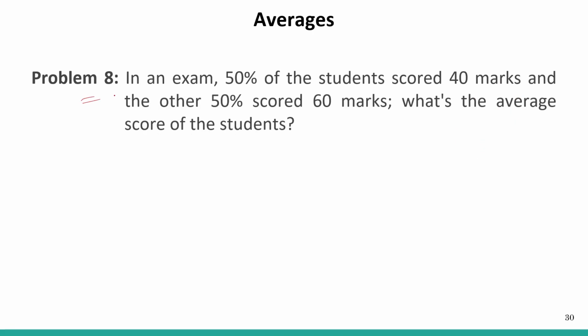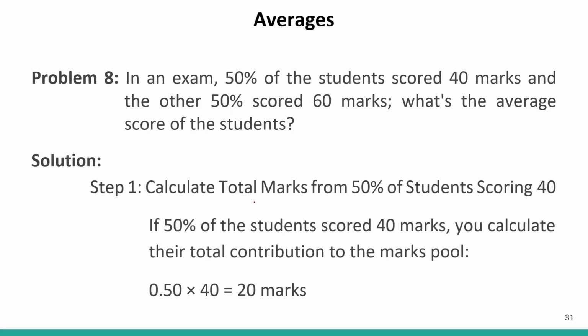So let's see problem number 8. In an exam, 50% of the students scored 40 marks and the other 50% scored 60 marks. Okay, so what is the average score of the students? If 50% of the students scored 40 marks and 50% scored 60 marks, then let's calculate their average.